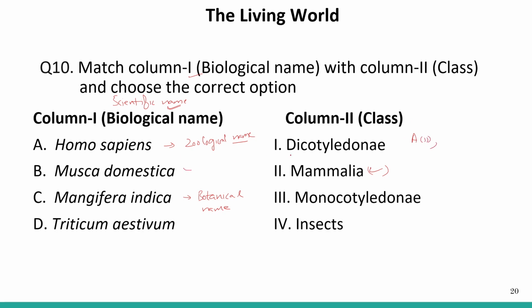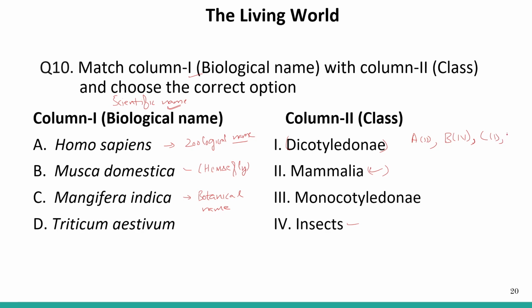Musca domestica. It is housefly. Okay, common name is housefly. It belongs to insects. So B should be what? 4th. Then coming to C. C is Mangifera indica, mango. It is a dicot. So C is first one.